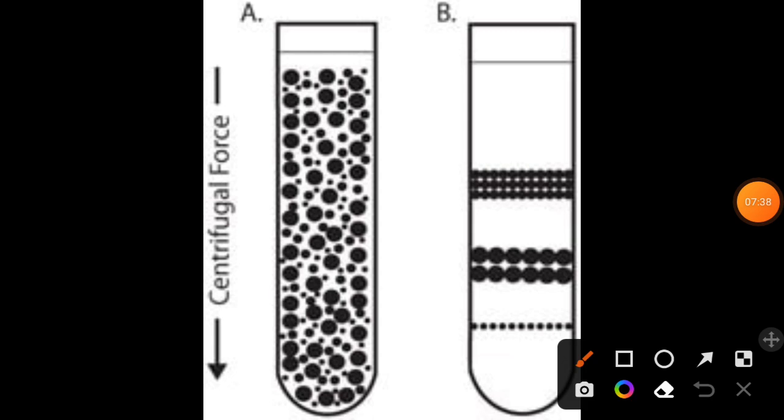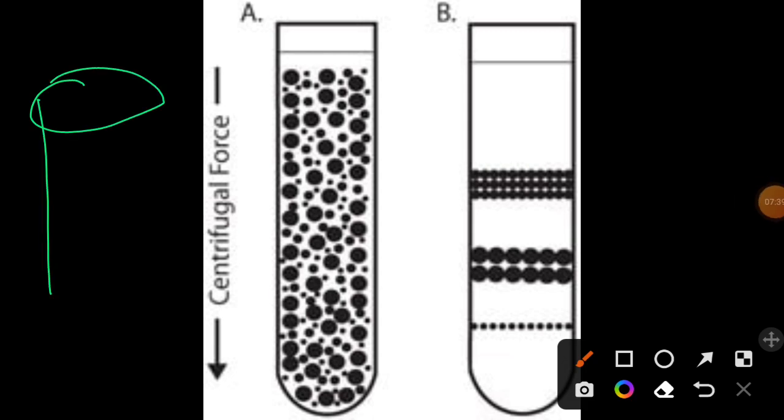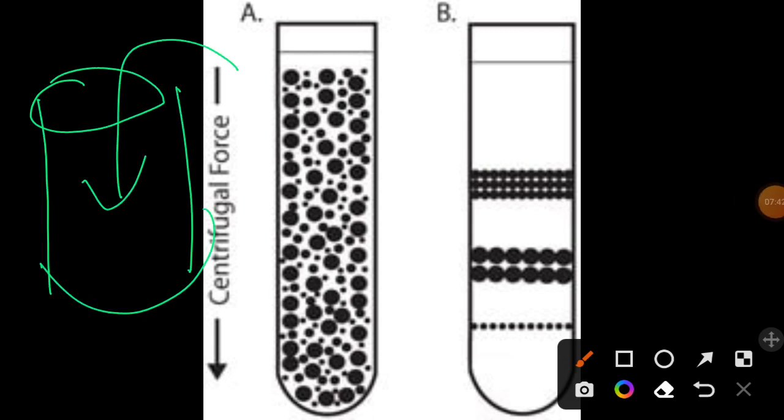The first step is to take a matrix forming substrate in a centrifuge tube. This matrix forming substrate has a special quality: it will produce a gradient. Not only that, this gradient will be generated after the centrifugation. That means we do not have the gradient in the first place.